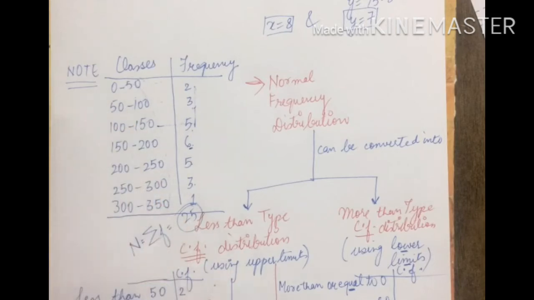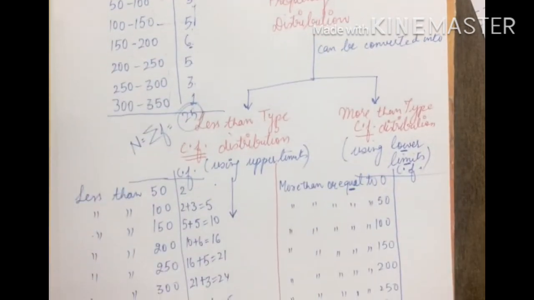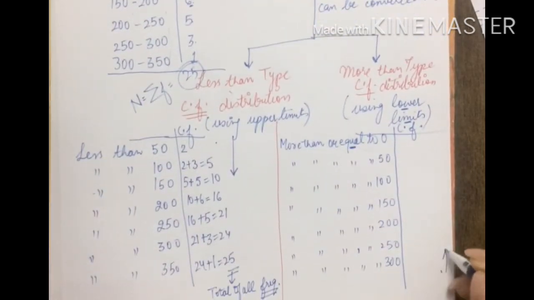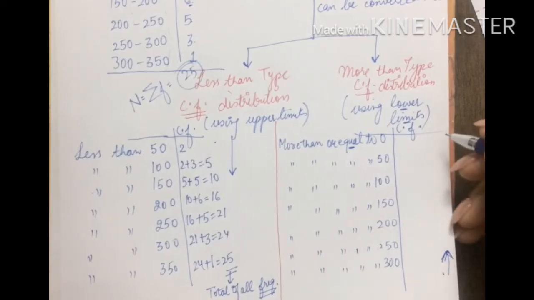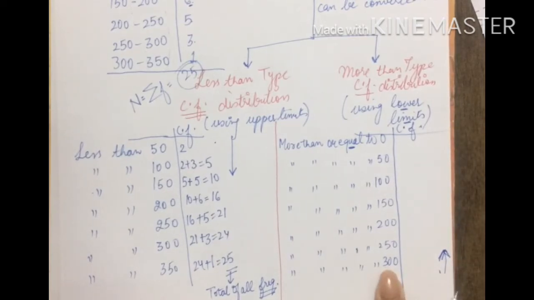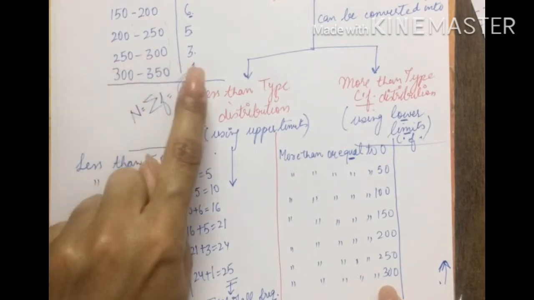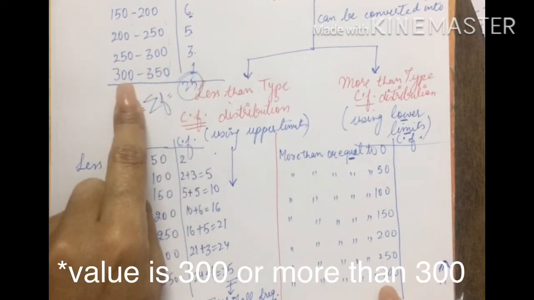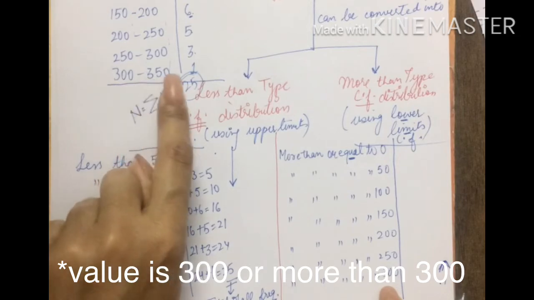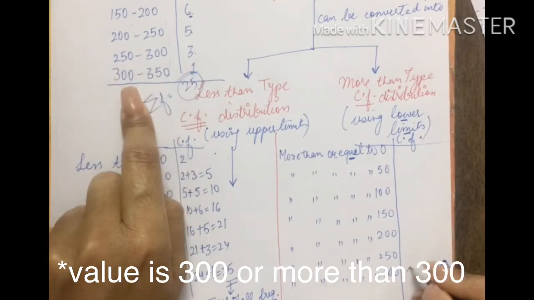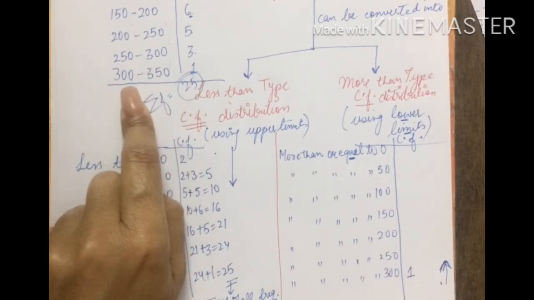To do this, what we do is we start from the bottom. We start from here and we go towards the top. So the number of observations whose value is more than 300 belong to this group. So there is only one observation whose value is 300 or equal to 300 in this range. So for this it will be 1.